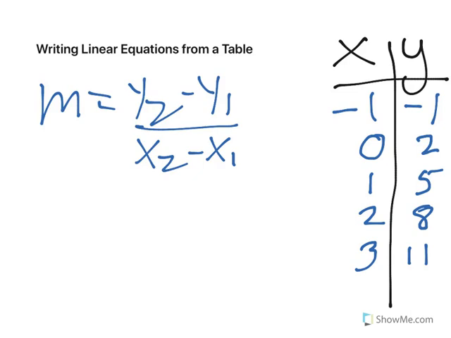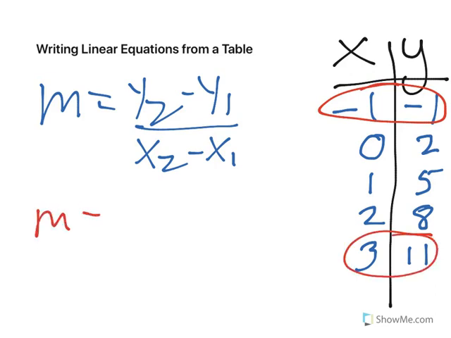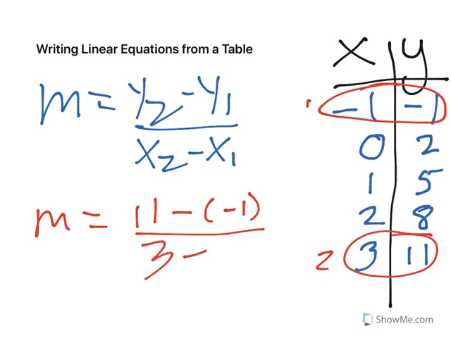So here's the formula for finding the slope, and we're just going to pick the first point and the last point. But we can pick any, since it's linear, we can pick any 2 points. Okay, so it says slope is equal to y2. Let's call this point 2 and this point 1. So y2 is 11 minus y1, minus negative 1, over x2, which is 3, also minus negative 1. And you end up with 11 plus 1 is 12, and 3 plus 1 is 4.